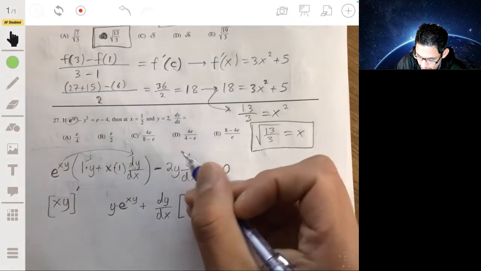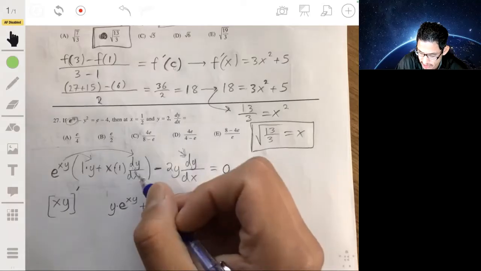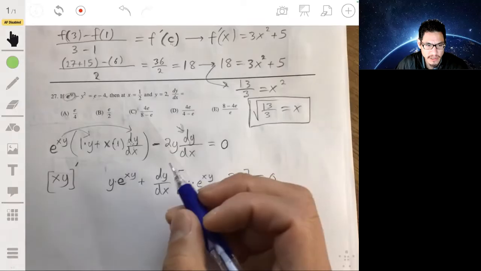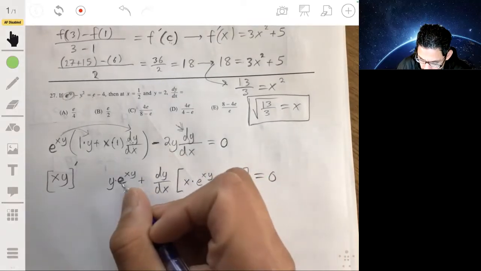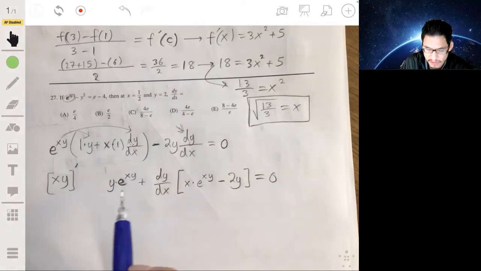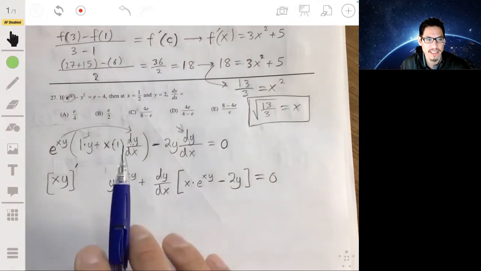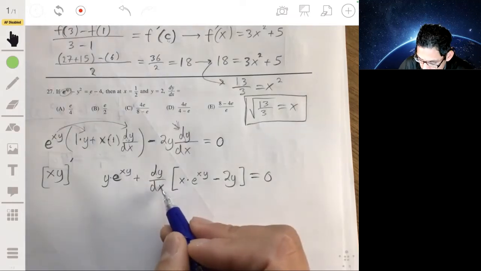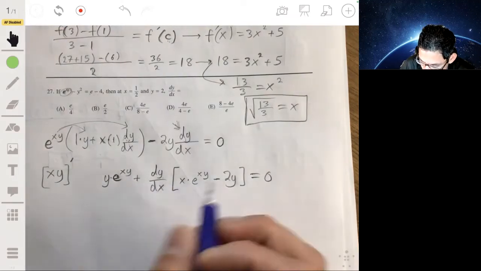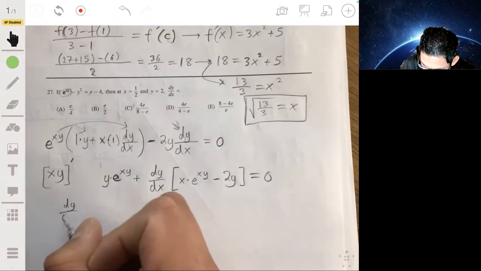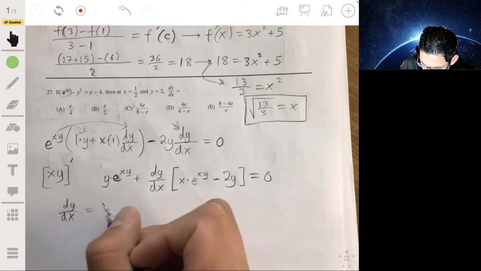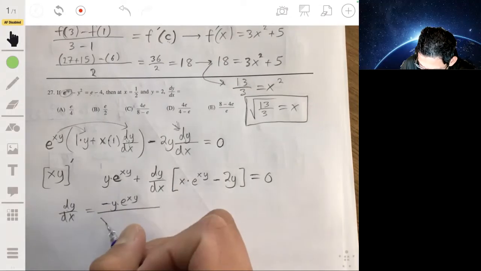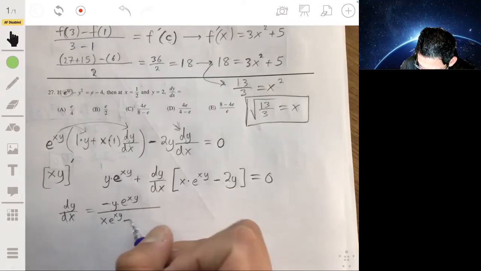So I basically factored this dy/dx and this dy/dx out of this and rearranged it. Let's stare at that in case you're a little confused, but don't get too scared or intimidated by these. Just treat them as if they're algebra, like x, y, z, w variables. Then we're just solving for dy/dx. We're going to subtract this and then just divide by this. So dy/dx will be, we subtract this, negative y e^(xy), divided by this, x e^(xy) minus 2y.